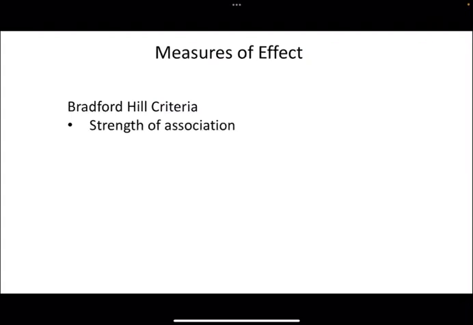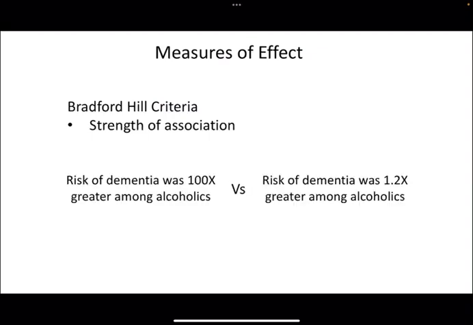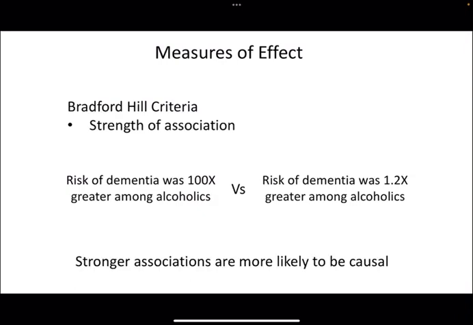As I talked about in the first video, measures of effect are one of the major Bradford Hill criteria for causality. So if we look at these two findings, one saying that dementia was 100 times higher in alcoholics and another saying dementia was 1.2 times higher in alcoholics, the one on the left is in a way providing greater evidence for causal inference, as the strength of association tenet of the Bradford Hill criteria is just that stronger associations are generally more likely to be causal.